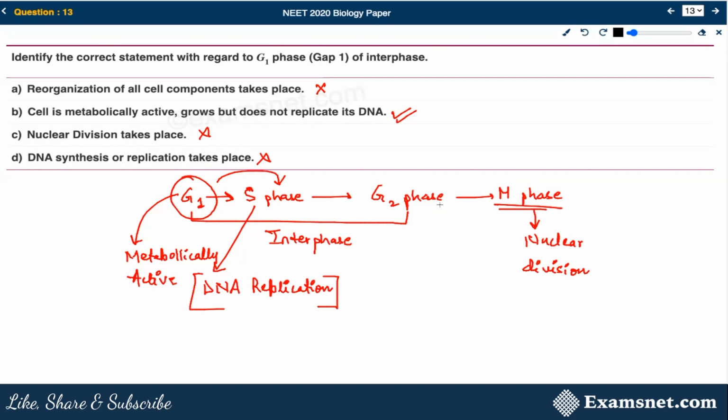Now let me tell you that the reorganization of all cell components also occurs, as I already told you, for all the cell organelles and the processes of division. So here the nuclear division also takes place, and here the reorganization also takes place.